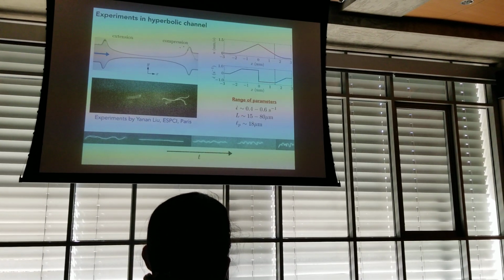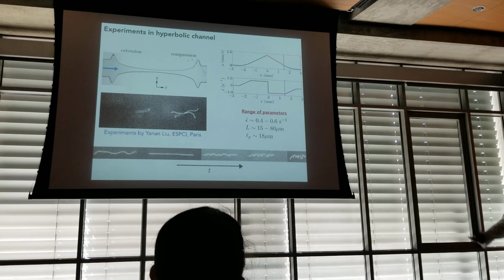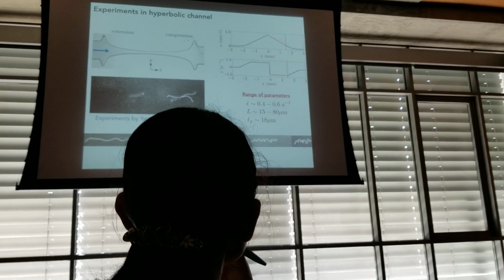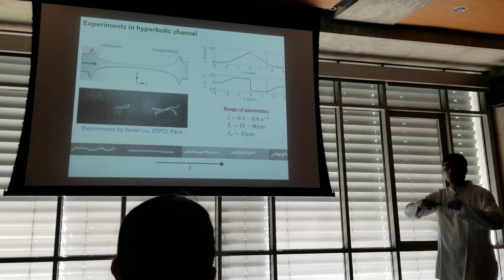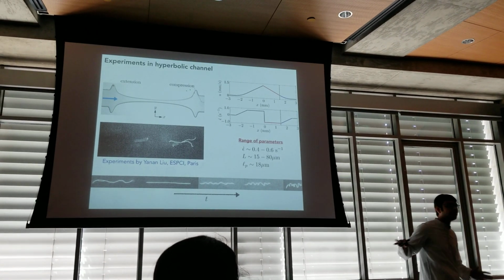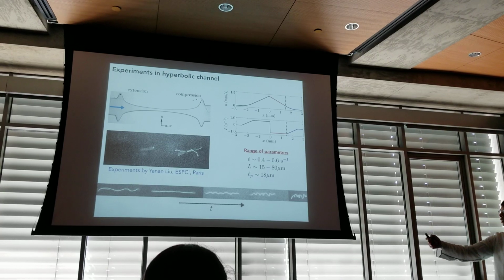So let me first tell you about the experiments. These were performed by our collaborators at ESPCI in France. Over here you have a microfluidic hyperbolic geometry. There is a flow from left to right. And the channel is optimized in such a way that in the convergence section you have a uniform extension rate, and in the divergence section you have a uniform compression rate along the central line. The filaments are fluorescently labeled, and let's play a movie and see what happens.